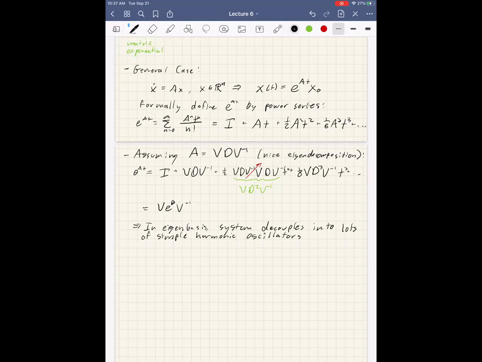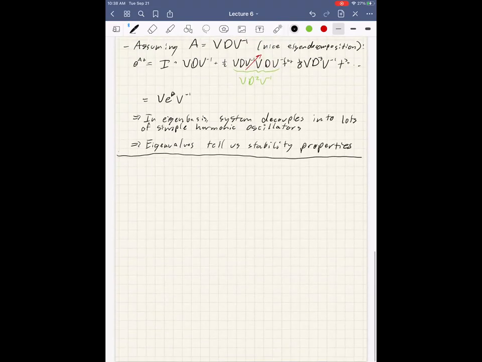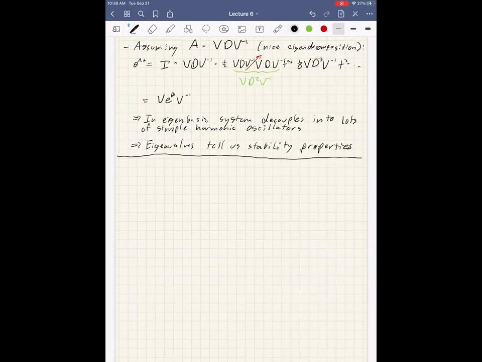And it's just simple harmonic oscillators along each of these V directions, basically, right? And so really the eigenvalues, as in the scalar complex case, tell us the whole story about stability. The V's are just telling us how this thing's oriented, and which directions these things are happening in. Okay, any questions about that stuff? That was a very, very quick, hopefully, review for everybody.